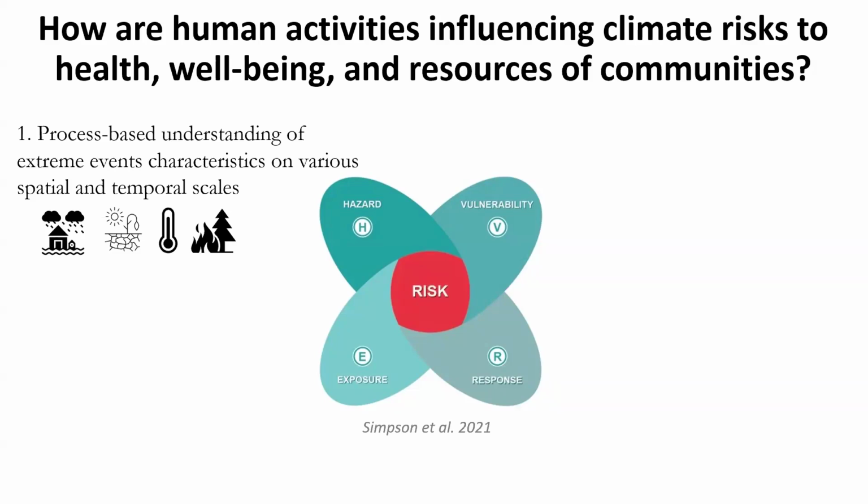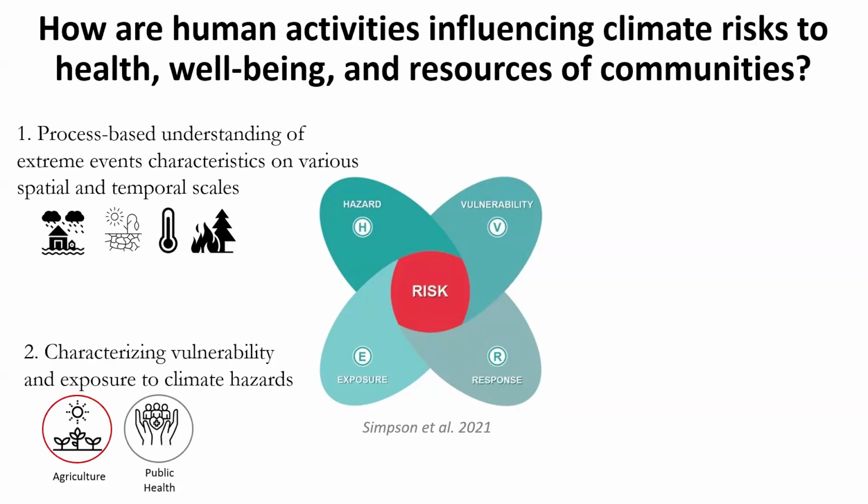But we try to take this risk-based approach to our research, and risk is basically defined by both the climate hazards, but also understanding exposure, vulnerability, and our ability to respond to different climate hazards. And so we also have recently been focusing on understanding vulnerability and exposure to climate hazards, in particular in agricultural systems and in public health, but also we have some work on energy systems as well.